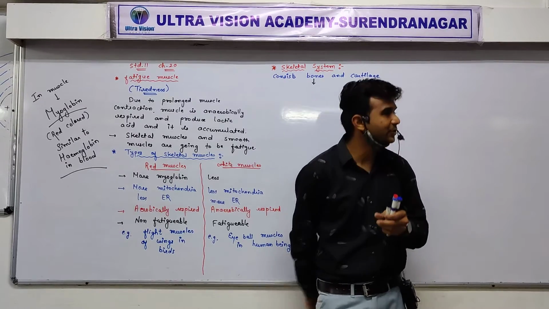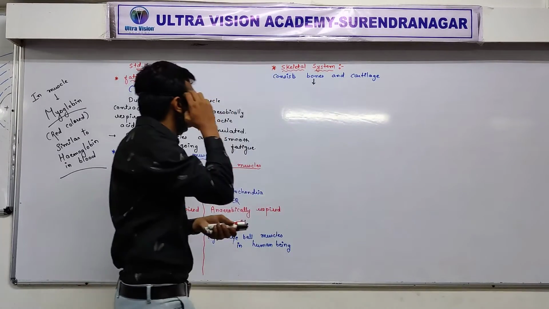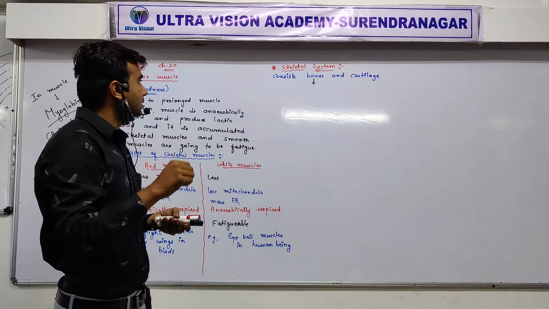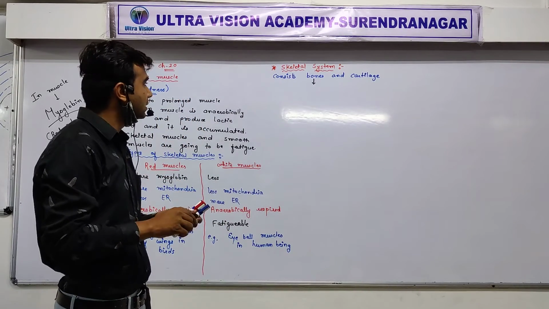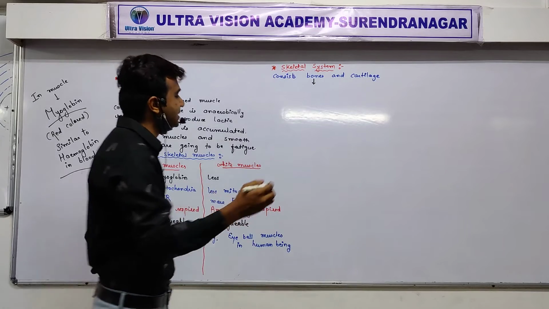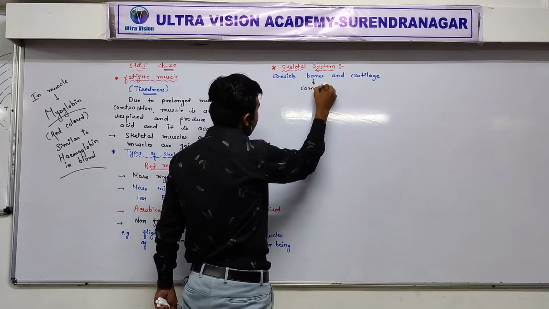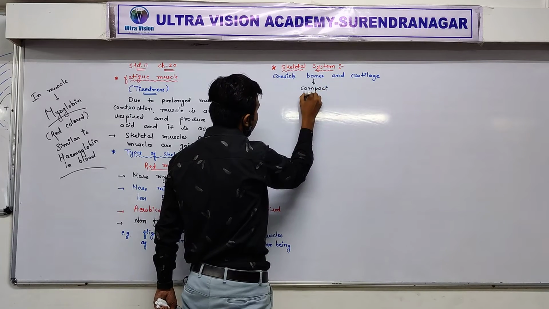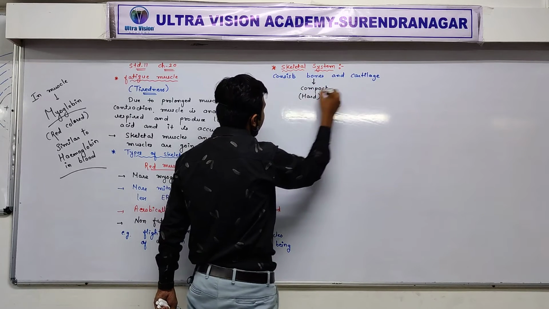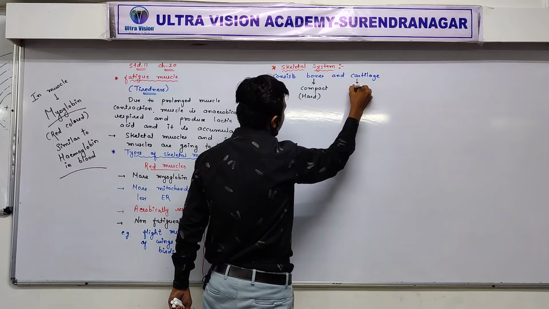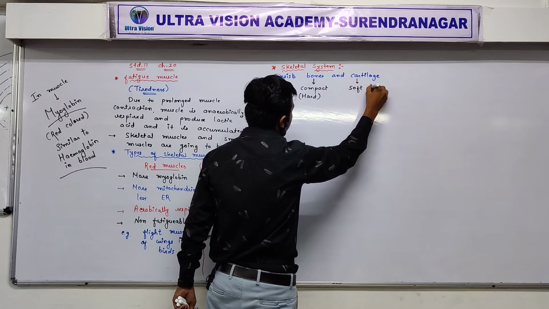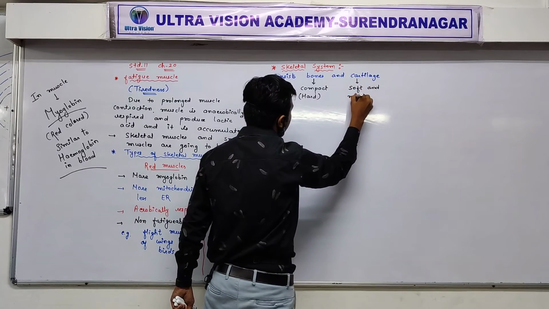Okay, so we have two types of connective tissue, bone and cartilage. So bone is compact, or you say hard, and cartilage is soft and movable.